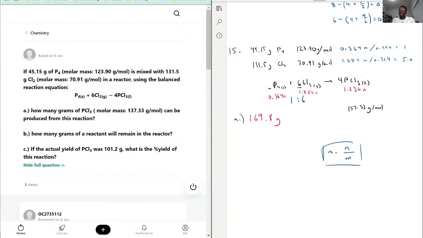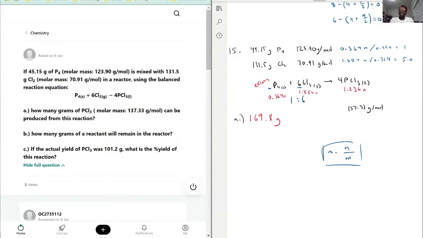So with that being said, we did establish that our tetraphosphorus was our excess. Okay, so how many grams of the reactant will remain? There's no more chlorine because that one was our limiting reactant. That one's gone. So now we have to figure out how much did it then use of the P4 since it was in excess. So we can go back to our 1.85 number.